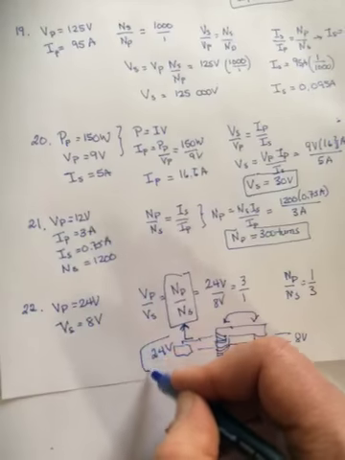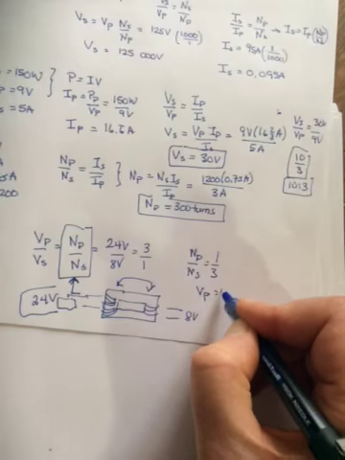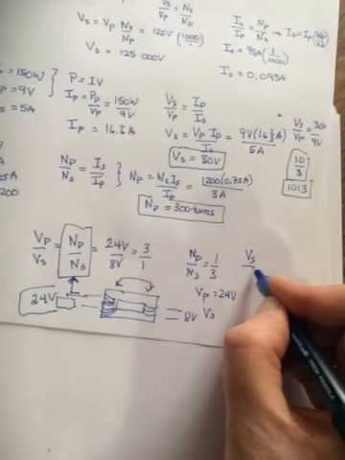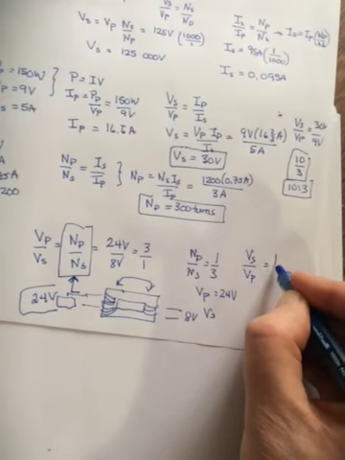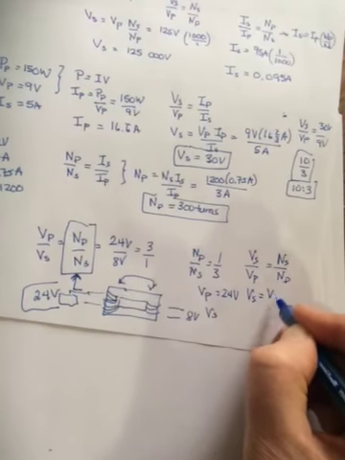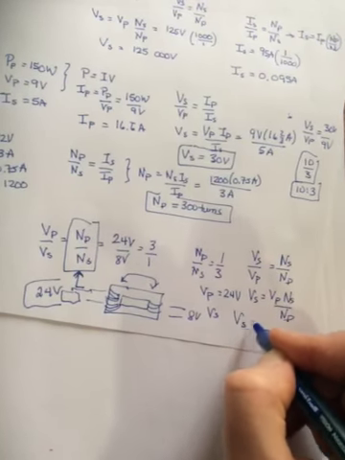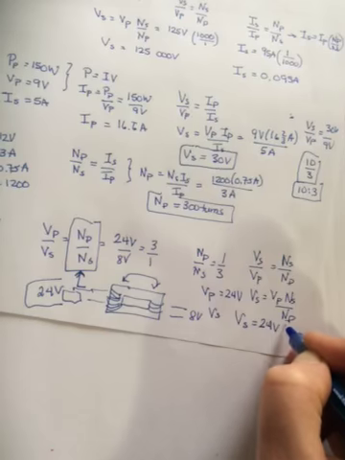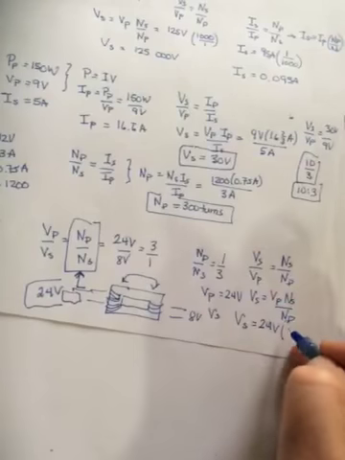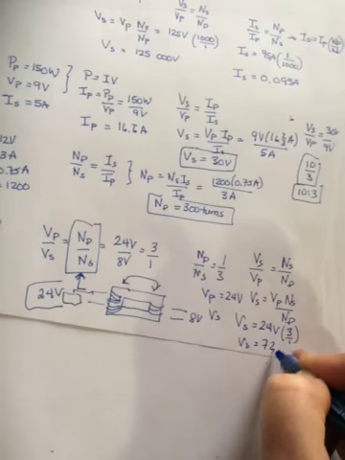The primary voltage hasn't changed. It's whatever you're getting, right? So V primary is still 24 volts, and now it's asking what's V secondary. So V secondary over V primary equals N secondary over N primary. The primary voltage is 24, and it's S over P, so it's 3 over 1 here. Your secondary should be 72 volts.